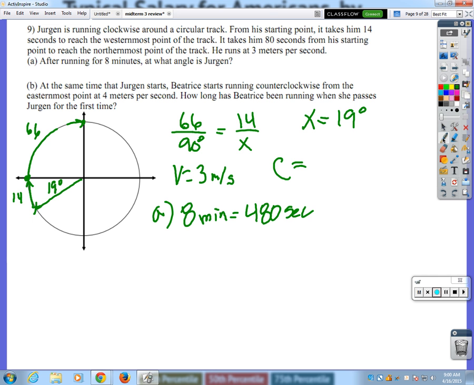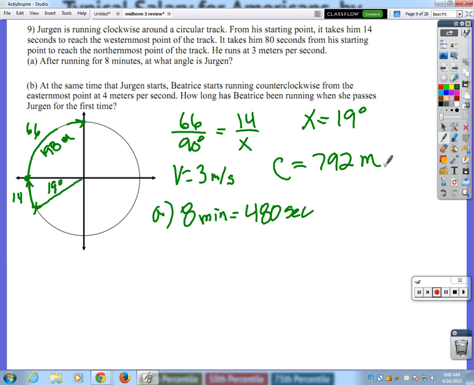Well, that's not the circumference, that's this distance right here. Okay, so this quarter circle is 198 meters. You multiply that by 4 and you get what? 792 meters. Okay, so anyway, what was the question? What angle is he at?